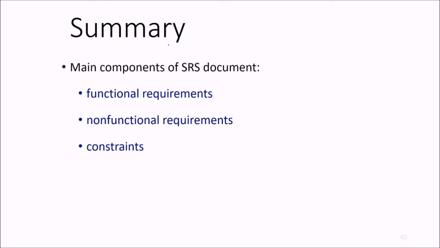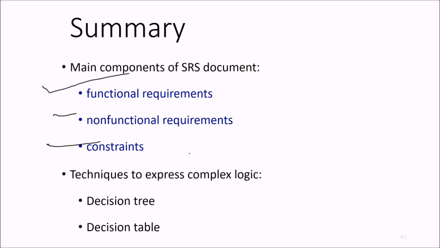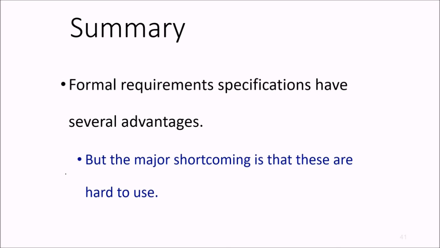And what would be the main components of your SRS document? Functional requirements, non-functional requirements, and then constraints. And what are the methods I explained to you for expressing complex logic? You will have decision tree and decision table. Then you can also have formal requirement specification. They have some advantages, but they have a major shortcoming. Means they are difficult to learn and hard to use.